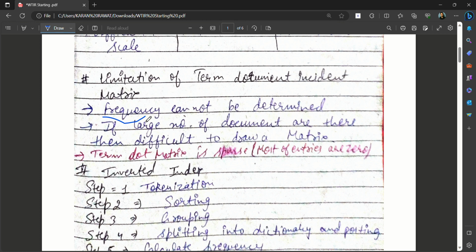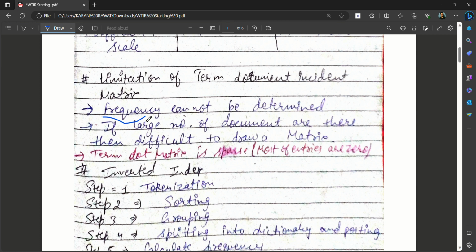Whenever we are using this term document incidence matrix, by the way, I have not made a separate video on what it is, because it is very easy, so I thought there was no need to make a particular video. It might be possible that you already know it, but if you don't and you want a separate video, you can let me know in the comment section. So this term document incidence matrix has limitations, because the frequency cannot be determined.